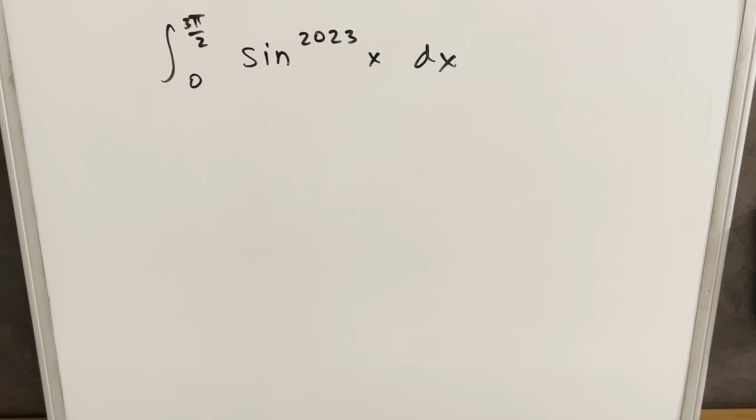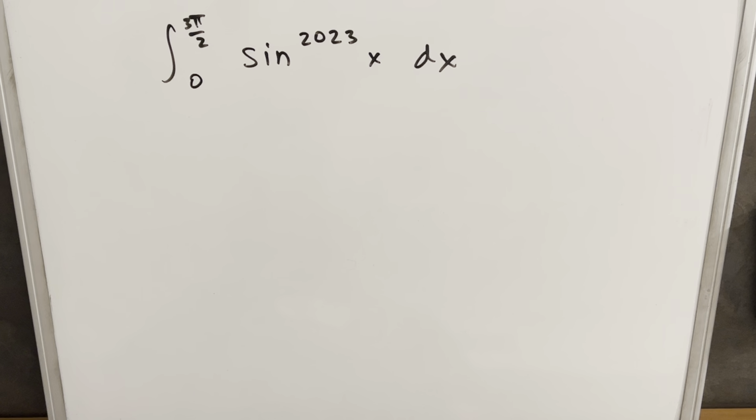Hey, we have here today on the board a tricky looking integral. We've got the integral from 0 to 3 pi over 2 of sine 2023 x dx. Okay, so what we obviously need to deal with is some kind of power reduction. We have this huge exponent on the sine function.